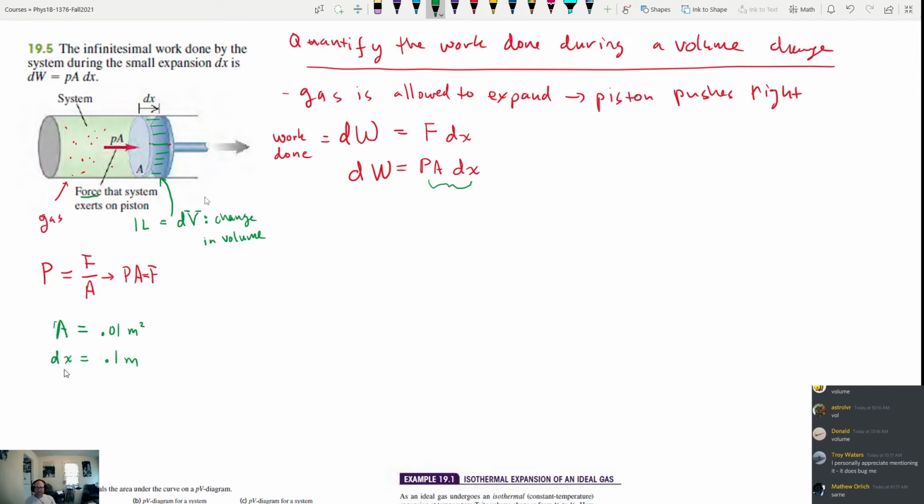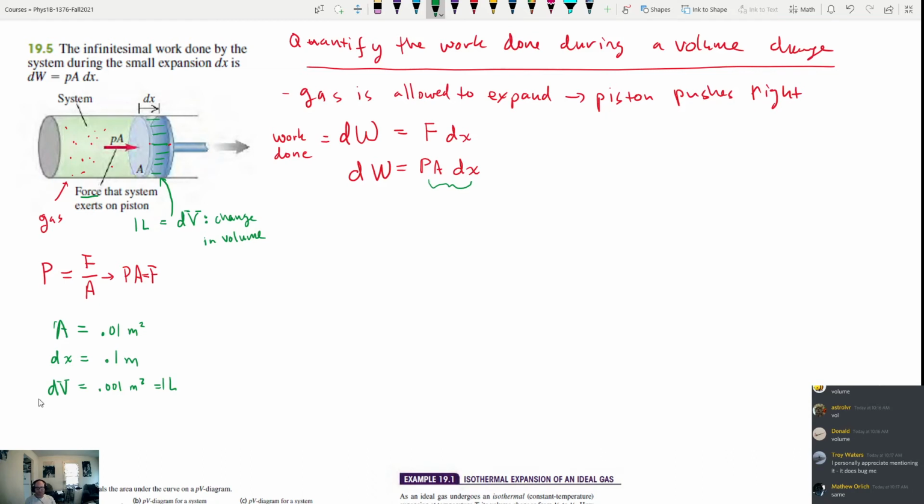Dx, if that's 0.1 meters, that means that the piston moved to the right by about a millimeter, right? Then dV would just be this times this, right? Which would be 0.001 meters cubed, which is a liter, basically. That's 1 liter, as it turns out. And you can imagine what a liter is, right? Like you've bought bottles of soda or bottles of water that have a liter volume. It's actually a pretty big volume, right?